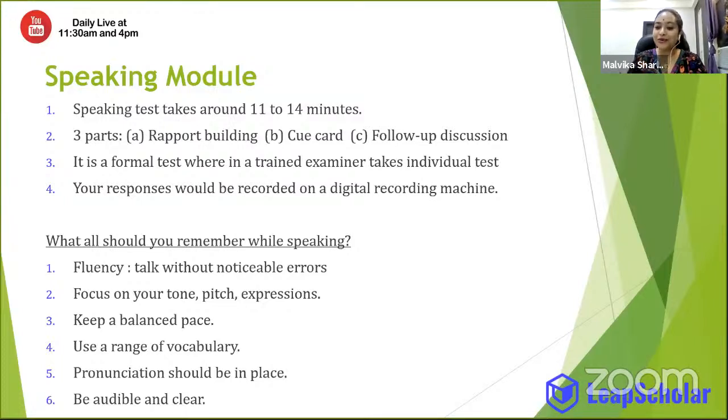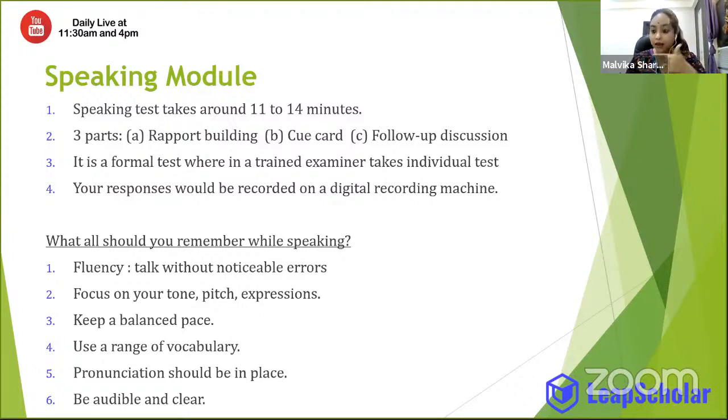Now, also, you need to be fluent, you need to be proficient enough. So, talk without noticeable errors, like don't use too many uhs and ums, don't stutter, don't stammer much. Okay? Especially, don't repeat any word, don't repeat your ideas and all that. Talk with fluency. So, fluency is one thing that you need to keep in mind.